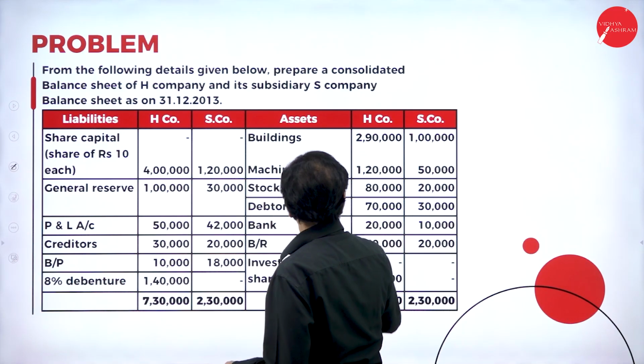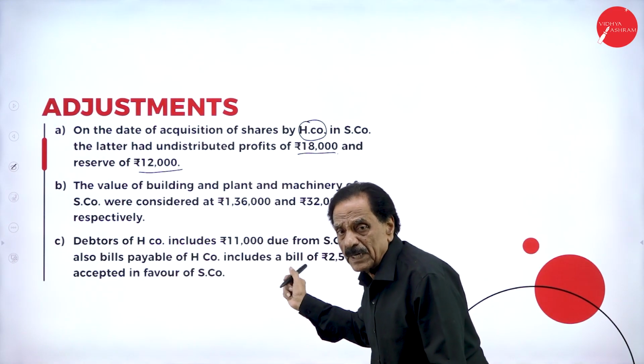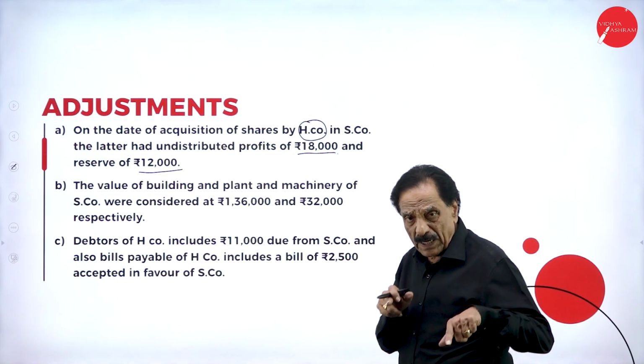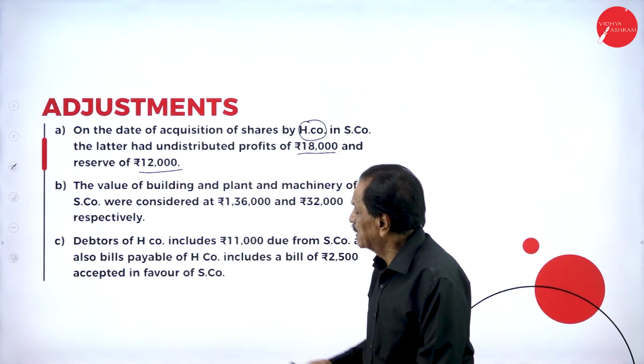Regarding machinery, 50,000 is there. Today it is valued at how much in the market? 32,000. 18,000 has come down. It is called capital loss. More is capital gain, less is capital loss.